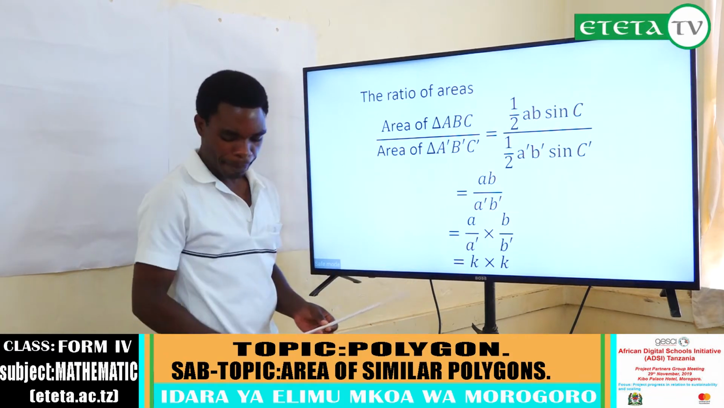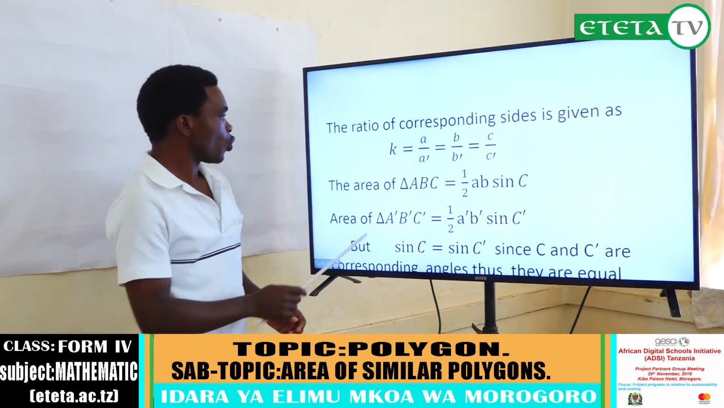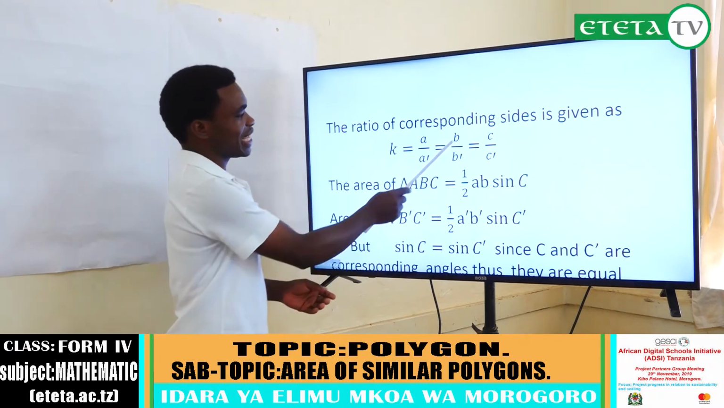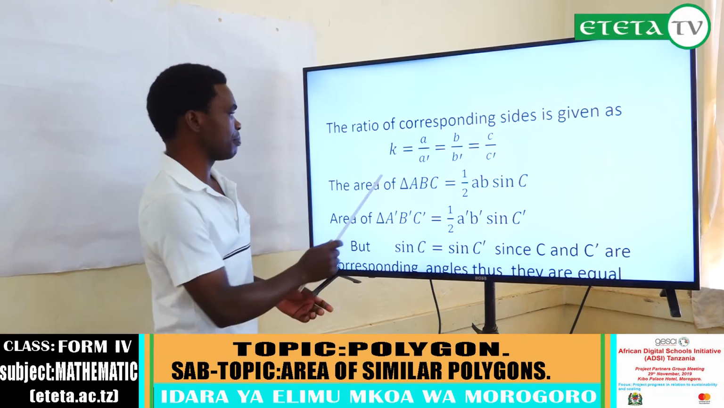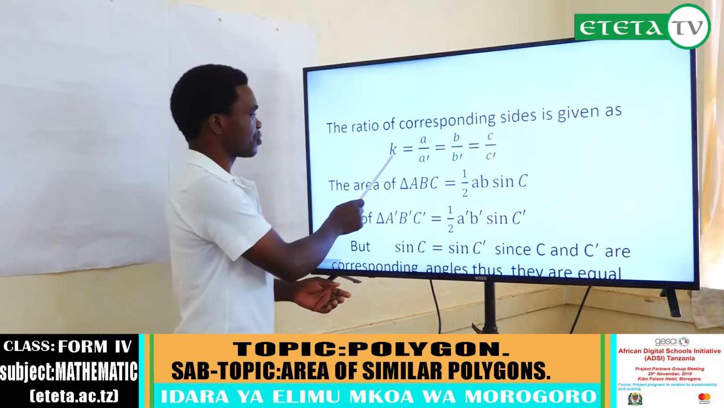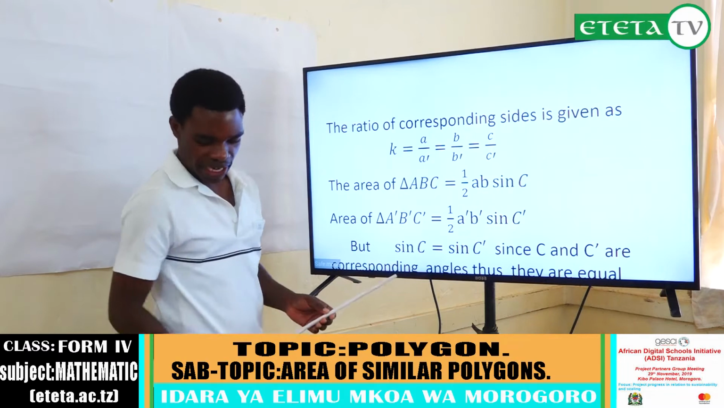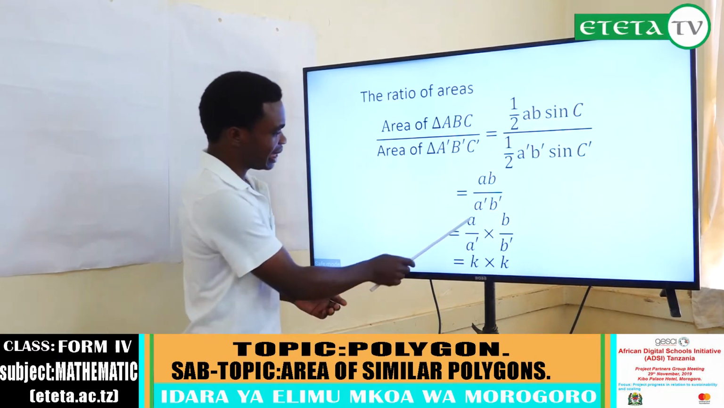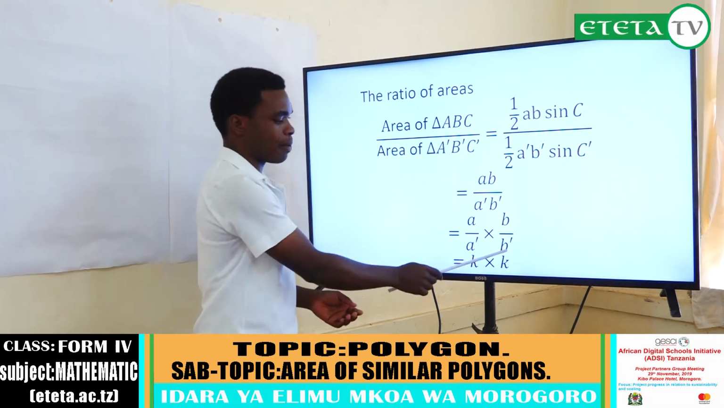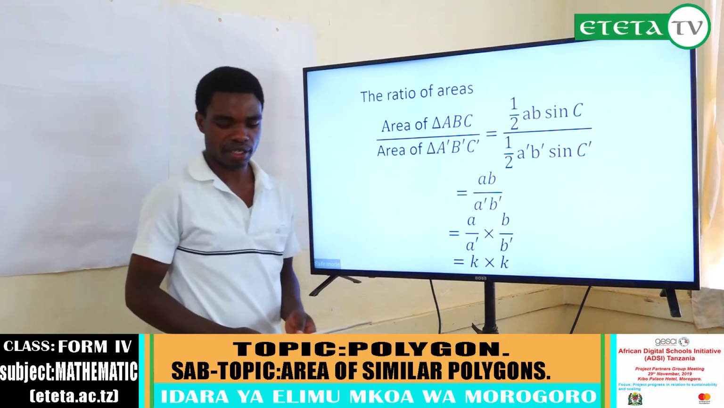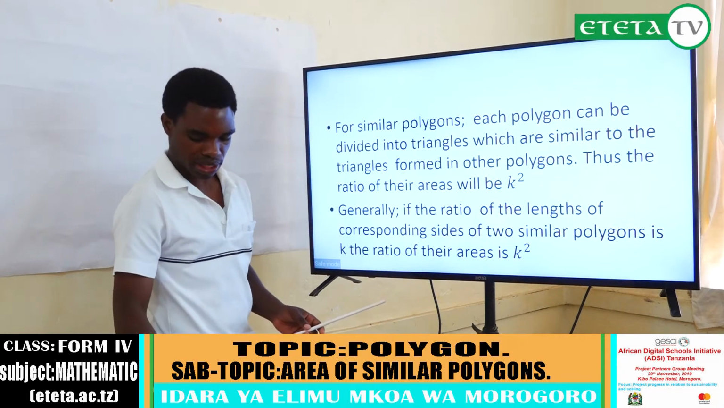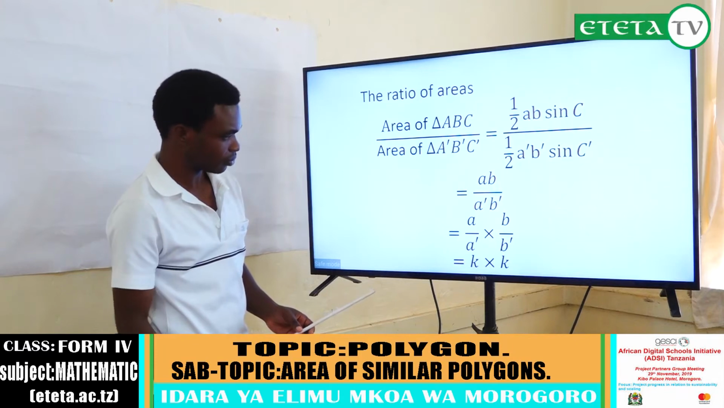But if you remember, we said that A over A dash gives K. Also, B over B dash gives the same answer, K. Even C over C dash gives the same value, K. So here we have A over A dash, which is K, and similarly B over B dash, which is also K. Then it will be K times K, which gives K square.